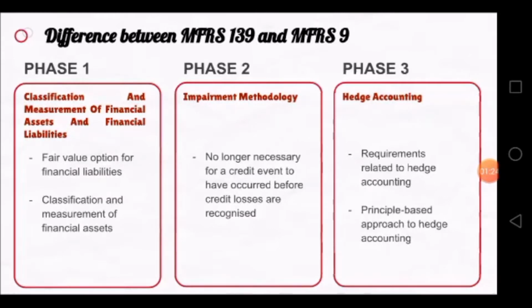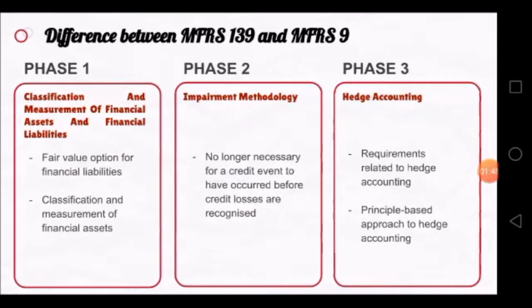For the classification and measurement of financial liabilities, most of those requirements will carry forward unchanged from MFRS 139. However, the requirements related to the fair value option for financial liabilities were changed to address on credit risk. Those improvements respond to consistent feedback from users of financial statements.